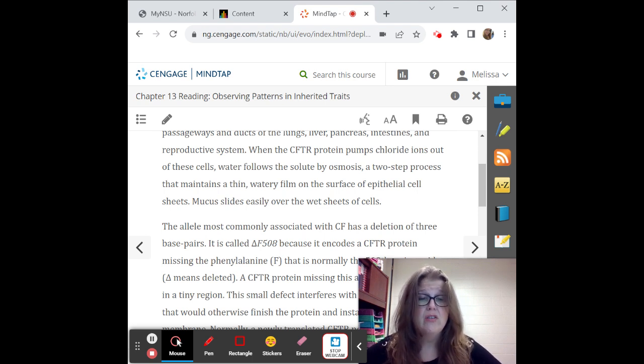In addition to the lung infections and the breathing issues, there can be digestive issues as the ducts that lead into the gut get clogged, so certain things can't be transported properly. And males with this disorder are usually infertile due to blockages in the tubes that allow sperm to be transported out of the body.